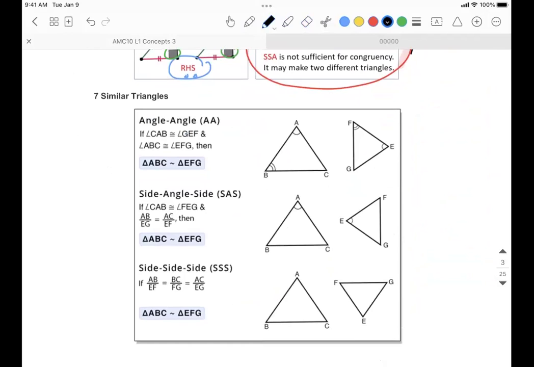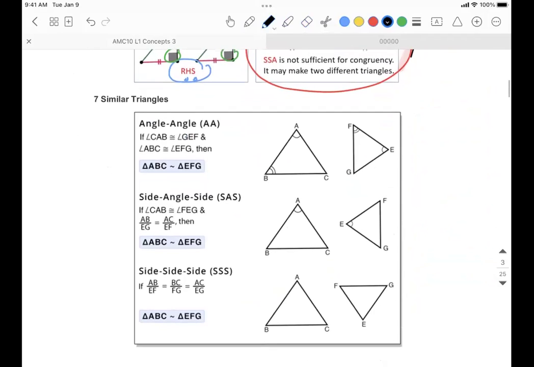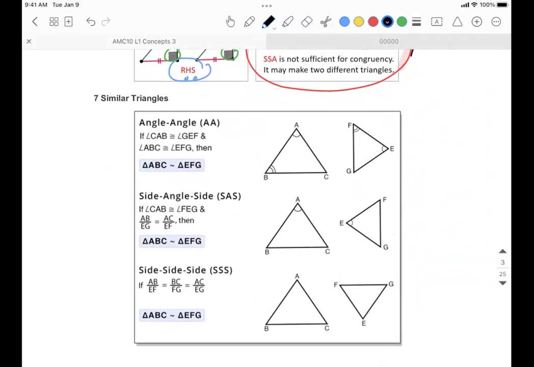Similarity is actually more casual compared to congruency. So how do we say two triangles are similar to each other? As long as you have two angles that are the same, because the total sum is 180, the third one will automatically be the same. Or two sides that are proportional to each other, while the included angles are the same.